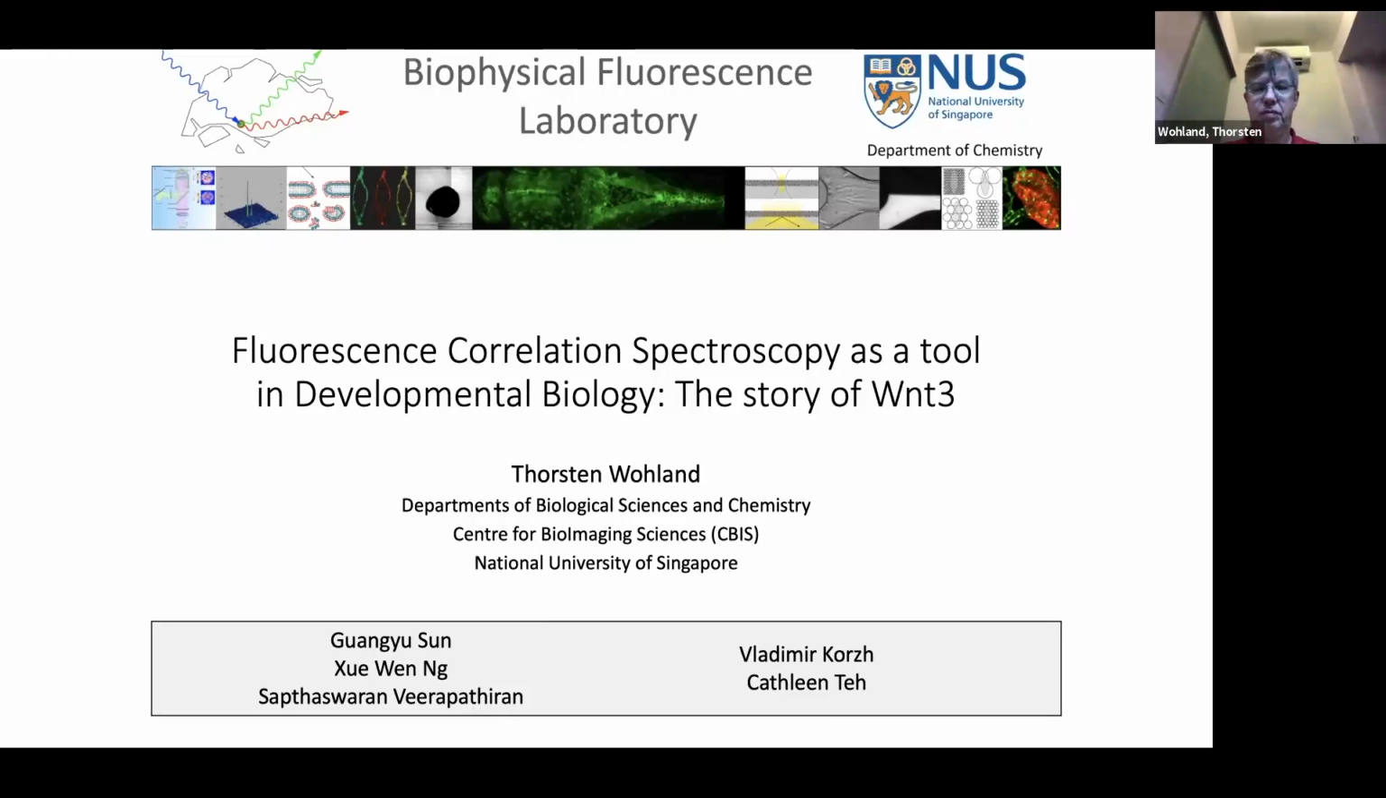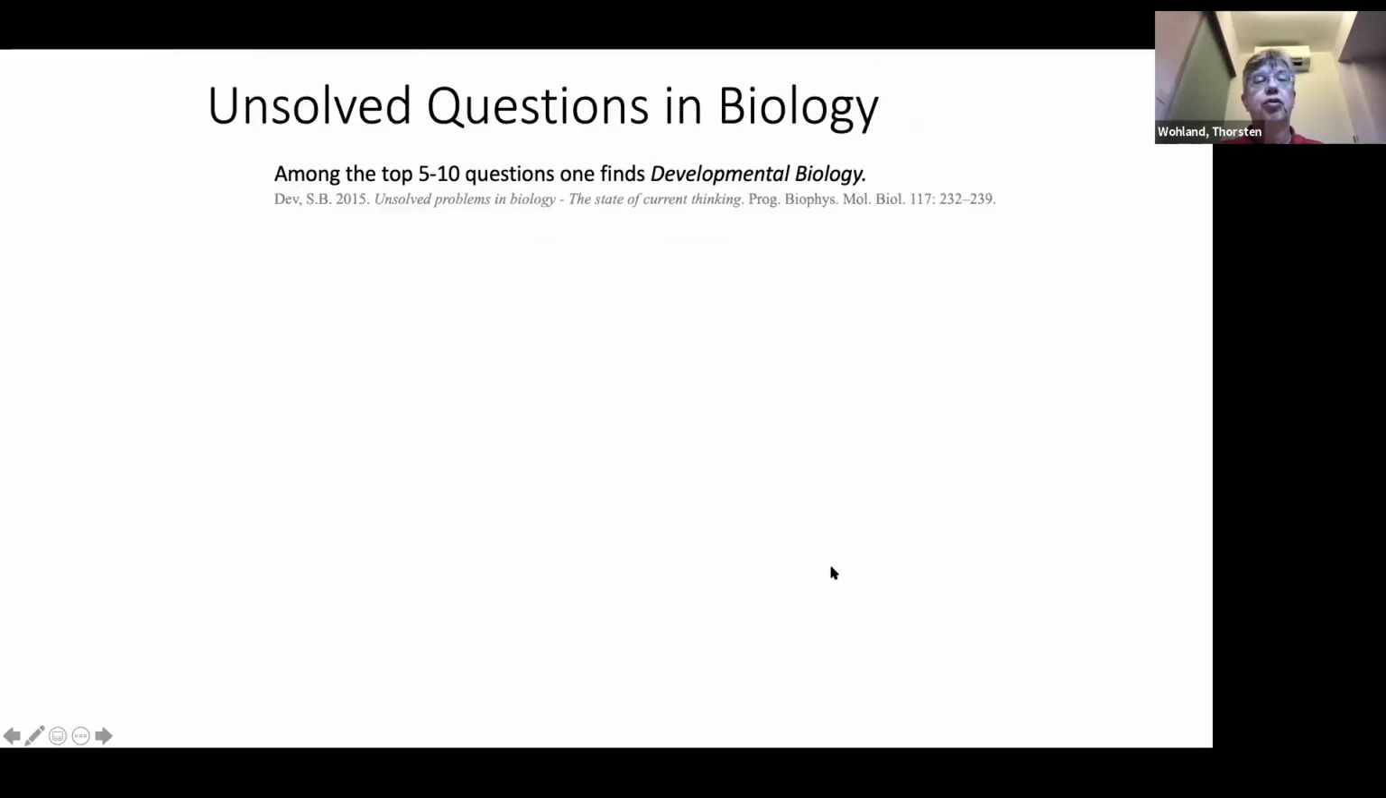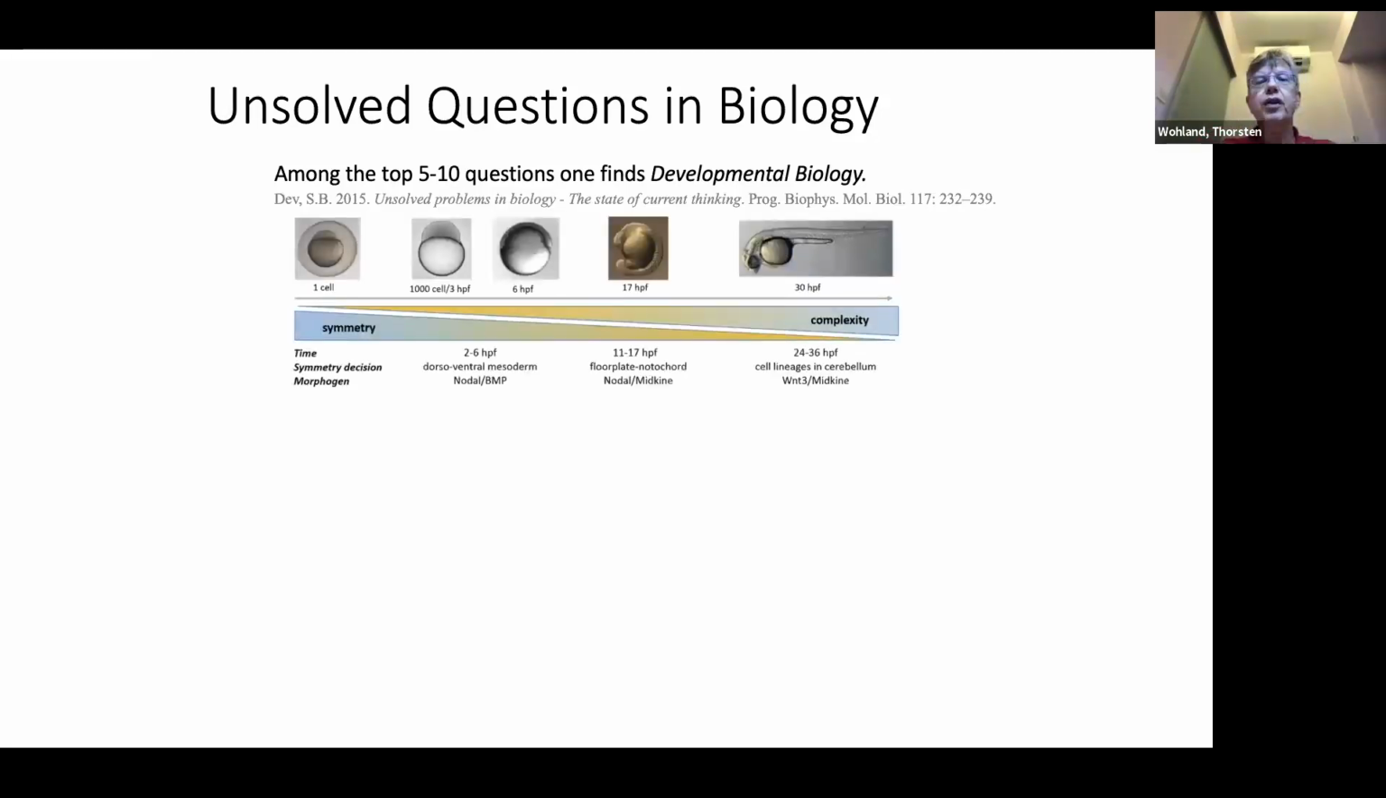Okay, so let's start. If you look in biology, among the top 5 to 10 unsolved questions in biology, you always find developmental biology. The question there is, you start with one cell, and then after 30 hours or so, you get something that looks somehow like an organism. How does it happen, right? If you had just one cell continuously dividing, there would be no structure. You'd have just a large blob.